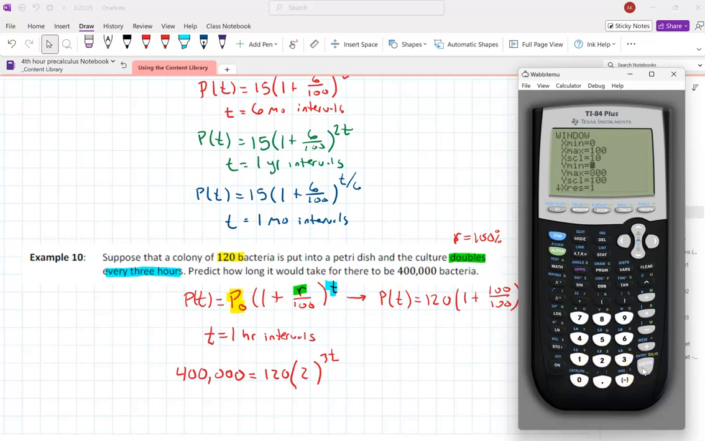And then my Y min, the least amount of bacteria I'll ever have is that initial 120. I'm not typing 120, and I'm good with just 0. That's close enough. And then my max has to be at least 400,000. I'm going to make it 500,000 just so I can make sure I can definitely see if the thing crosses or not. Everybody feel okay with what I typed in for my window? So I'll hit graph. Whoa!